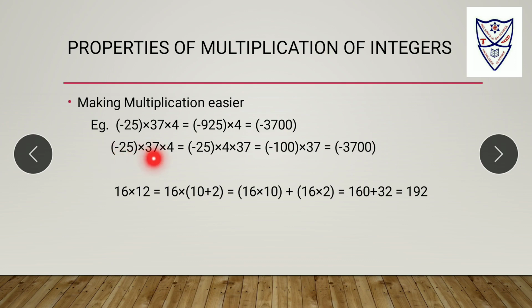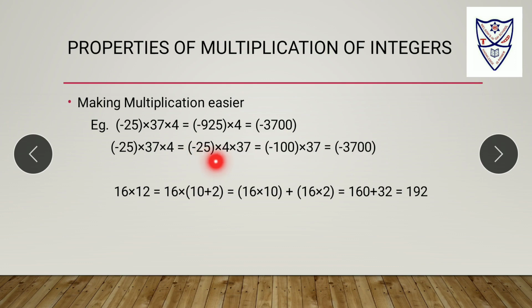Now if we use a property which we have learned earlier, the multiplication will be easier. Same example: minus 25 multiplied by 37 multiplied by 4. We have learned about the commutative property, that means a multiplied by b is equal to b multiplied by a. So here we can change the order of the integers when they are in multiplication. We will change the position of 37 and 4, so we get minus 25 multiplied by 4 multiplied by 37.